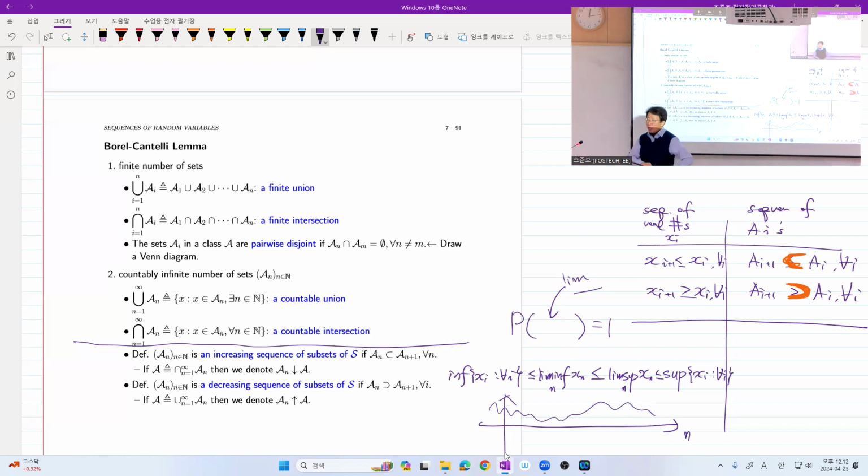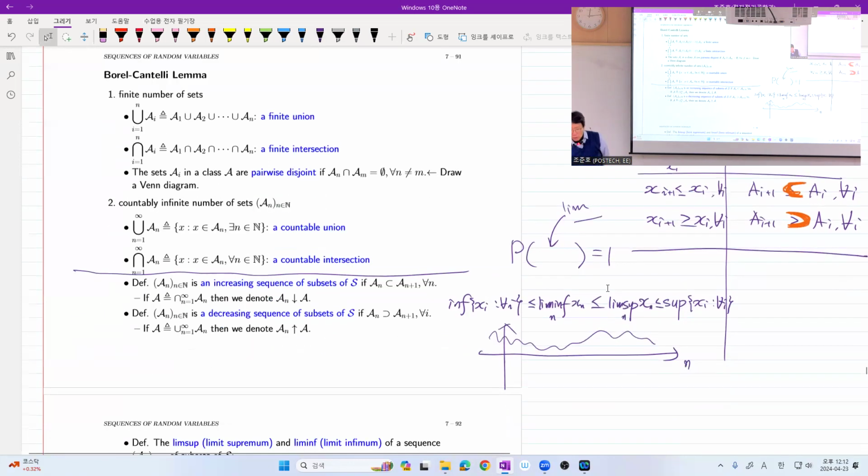Now, the same thing happens for a sequence of sets. And in order to do that, consider this. What is the corresponding thing to suprema? The biggest one. Yes, the countable union of all the events. So here you have the union of all events.